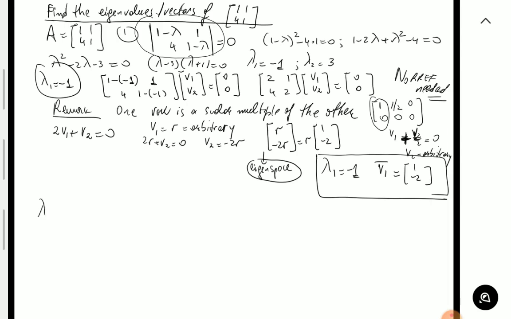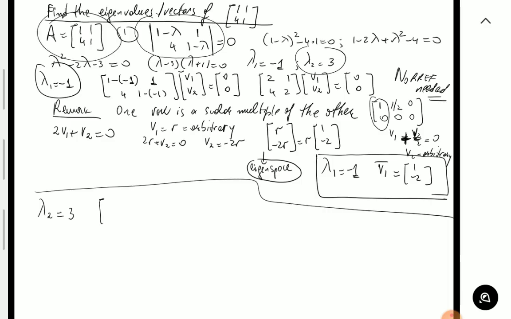Now, you do the same for each eigenvalue. So let's move on to the next one, lambda 2 equals 3. Subtract it from the main diagonal of the original matrix: 1 - 3, 1, 4, 1 - 3. And now the matrix of the system is (-2, 1; 4, -2).